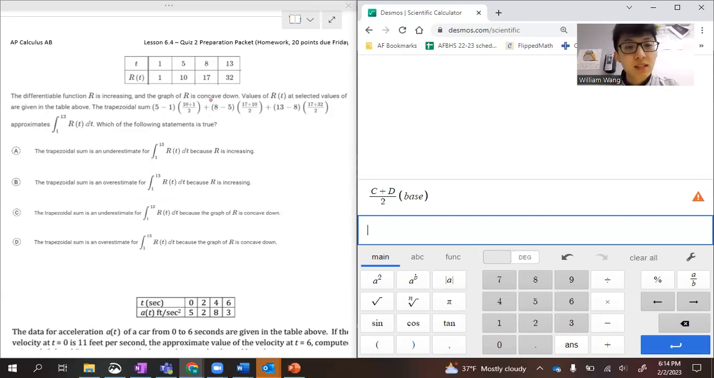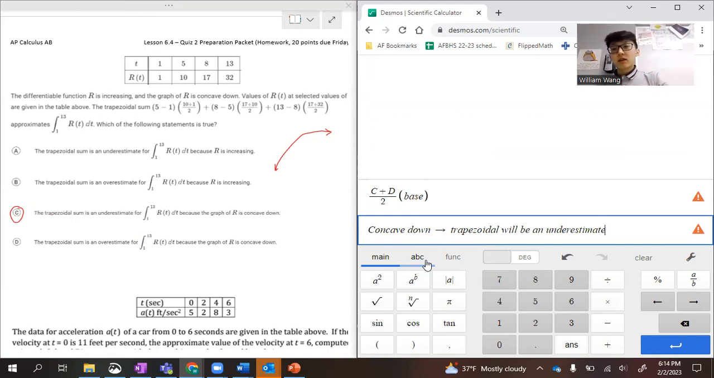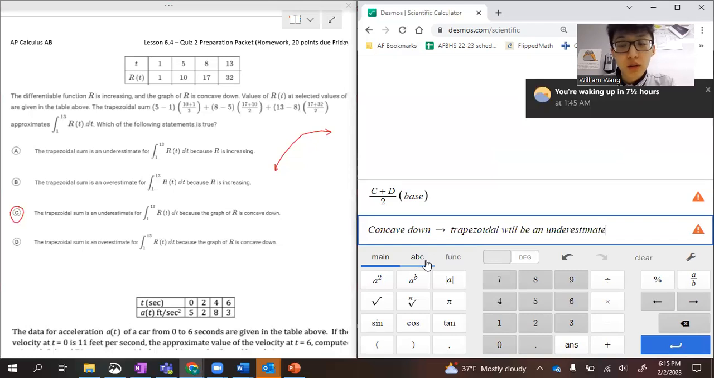First, my function is concave down, and the notes that we took said, very simply, if my function is concave down, my trapezoidal estimate is going to be an underestimate. That's just a rule. So concave down, I'll write that out, concave down. This indicates that trapezoidal will be an underestimate. Plain and simple, right? Now, if you ever forget this, you can very easily determine what's true or not because it's always going to hold true.